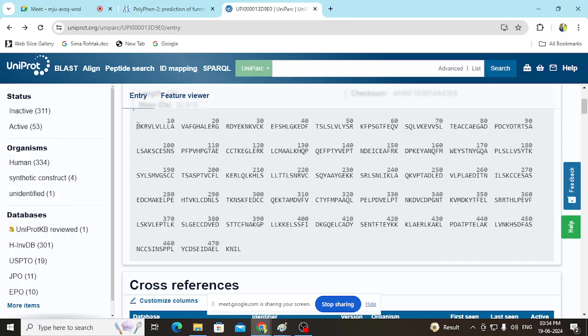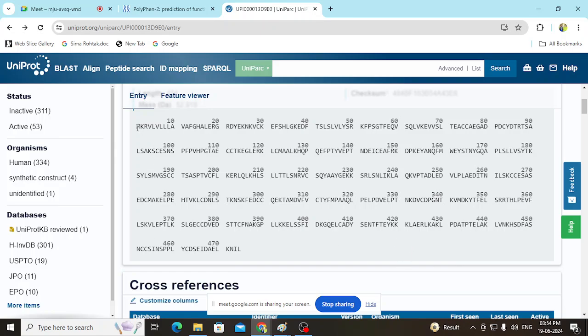Can you tell me what is the first amino acid which is present here? This is the N-terminal residue, and this is the C-terminal residue of the polypeptide chain. So how many amino acids are there? 10, 10, 10, 10, 10, 470, 474. So 474 amino acids are there.